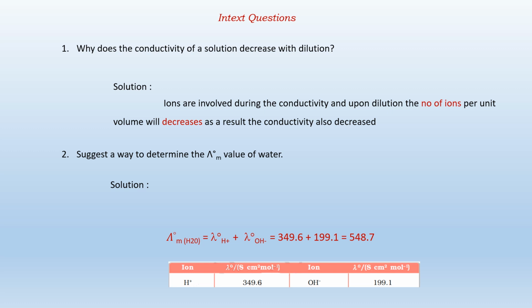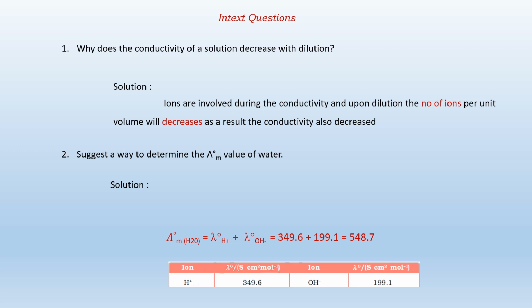And dilution means you are decreasing the concentration. Decreasing the concentration means the number of ions in that particular volume of solution will decrease. See, the ions are responsible for the conduction. If the number of ions is decreased, then the conductivity will also decrease.